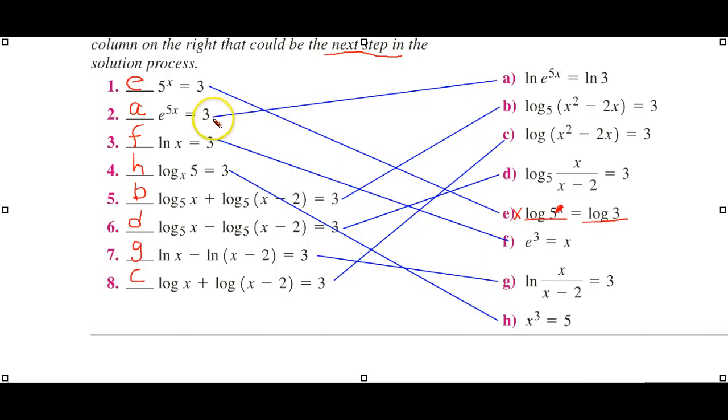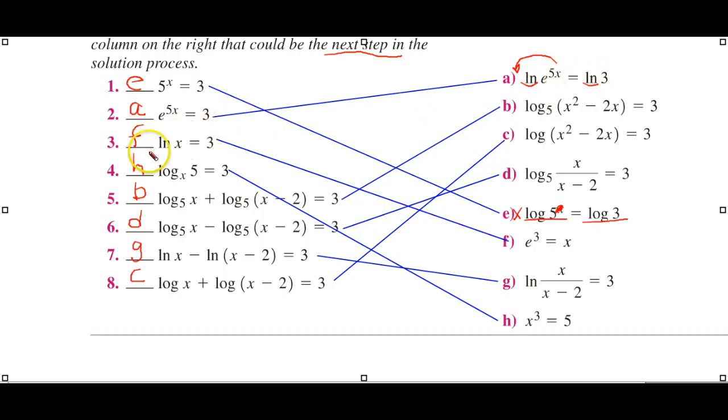Now in number 2, notice e is our natural log, so we would convert this to a natural log setting, and again we're going to take the 5x, put that in front, and divide both sides by the natural log of e, and then continue. But they're just asking for the next step.